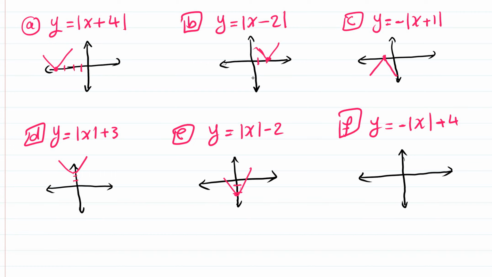And finally we have y equals negative absolute value of x plus 4. So students, in this case, since the number is outside, we must go in the same direction. 1, 2, 3, 4, right? But it's negative in front, so the graph is going to be like this.